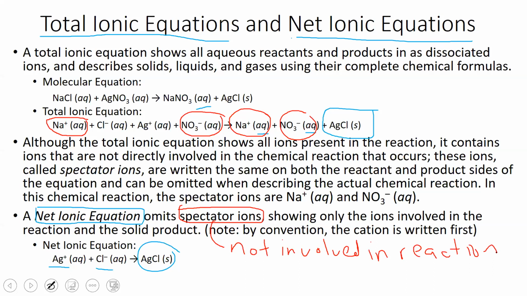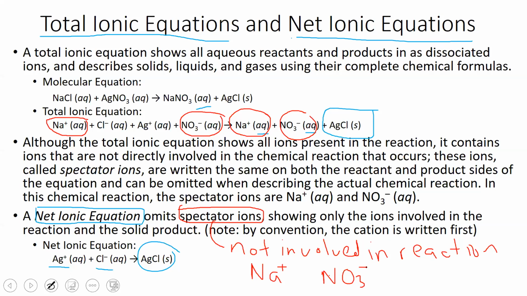And so those spectator ions, you just list them. You don't have to list stoichiometric coefficients. You have sodium plus and nitrate, NO3 minus. And those are not involved in the reaction. So when we look at the net ionic equation, it simplifies things. It gets the things out of the chemical equation that aren't actually reacting. They're still in the solution. We just don't write them when we look at the actual reaction that's occurring.